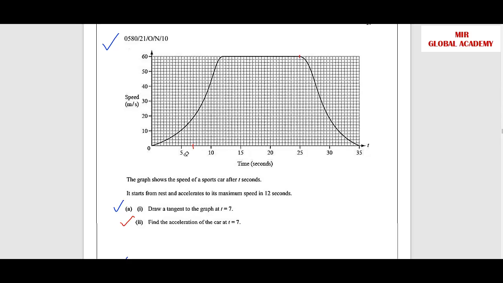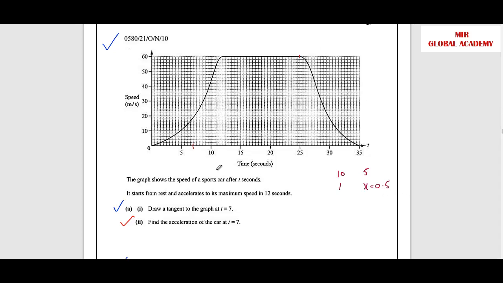Here the time difference from 5 to 10 is 5 seconds, and there are 10 boxes between them. So we have to see how much one small box represents. For 5 seconds there are 10 small boxes. I want to know how much time one box represents. So cross multiplying, it represents half a second.